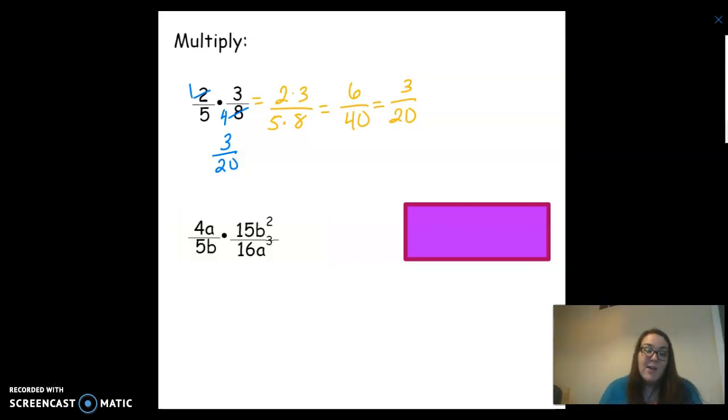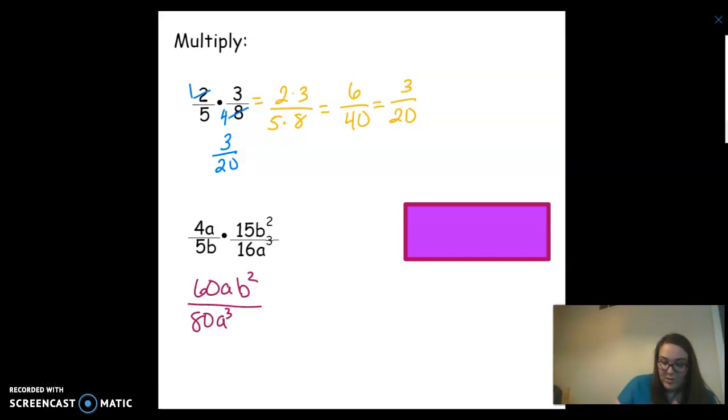4a divided by 5b times 15b squared over 16a to the third. Right? When I multiply these together, I am going to multiply the constants. Okay, 4 times 15 is 60, and I have a b squared. Denominator, 5 times 16 is 80, a to the third, b.